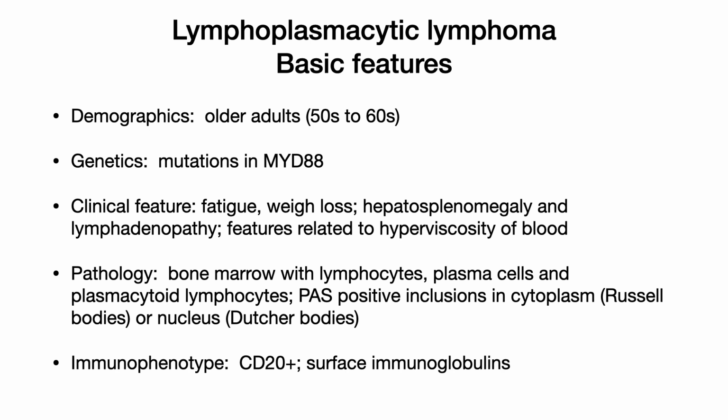Pathologically, you see a bone marrow with lymphocytes, plasma cells, and plasmacytoid lymphocytes, meaning they're kind of lymphocytes, but they look like they're working their way toward plasma cells. When they produce the immunoglobulin in the cell, you can actually see that. You can see protein accumulations, little nice pink round globules. Those are the Russell bodies. And then immunophenotype, they're CD20 positive, and they produce surface immunoglobulins.